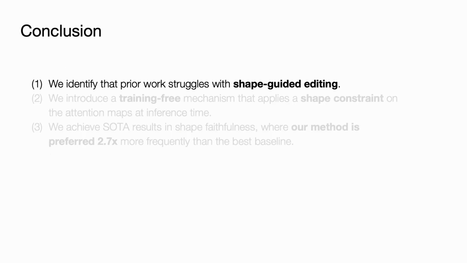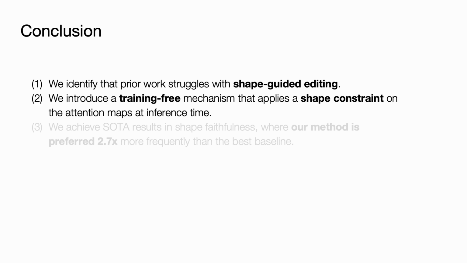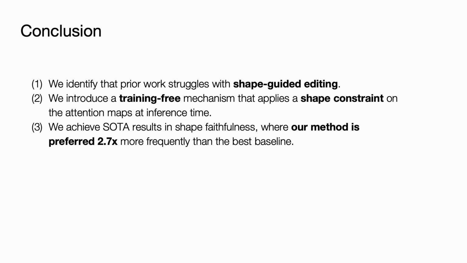In conclusion, we identify a limitation with prior work where they often struggle with shape-guided editing. To remedy this, we introduce a training-free mechanism that applies a shape constraint on the attention maps at inference time. Our method, shape-guided diffusion, achieves state-of-the-art results in shape faithfulness, where our method is preferred 2.7 times more frequently than the best performing baseline.